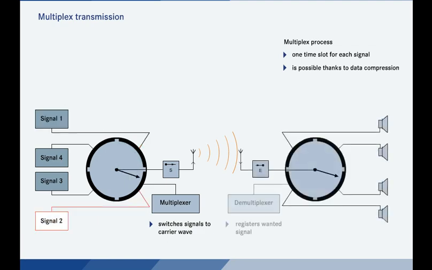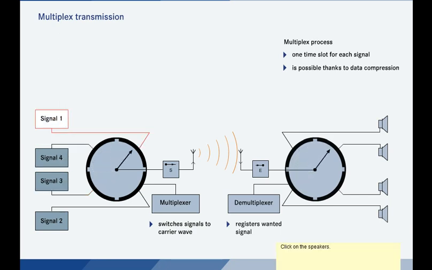In the receiver, the demultiplexer registers only the wanted signals from all those transmitted. Click on the speakers to select these signals.